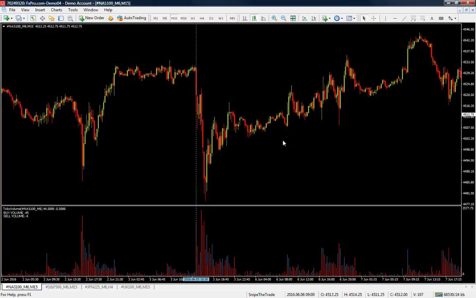So volume is very important for your trading because it will tell you what institutions are doing, what big money is doing, and it will tell you what side of the market you want to trade.